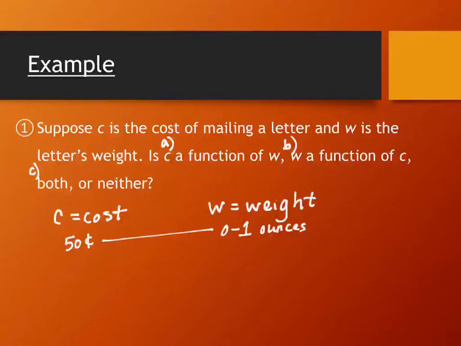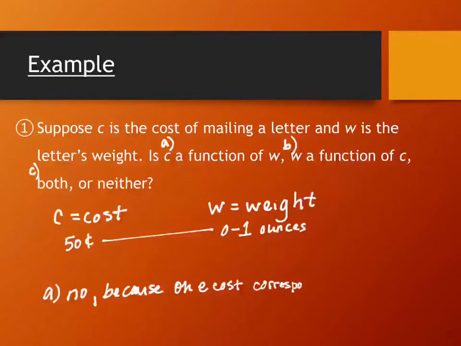Does that make sense? So on the first one, is C a function of W? And the answer is no. Because one cost, and it doesn't even have to be 50 cents, right? It could be $1.22 or whatever. But one cost corresponds to multiple weights. Okay, make sense? One cost corresponds to multiple weights.